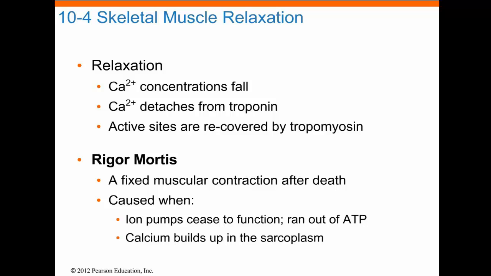Now, this normally occurs when the body is well and moving. But when a person dies, they get a fixed muscle contraction. You've seen on the telly when people become quite stiff and they talk about rigor mortis. Well, that occurs because there is a ceasing of the ion pumps, and there is a running out of ATP because the body is no longer making it. And the calcium builds up in the sarcoplasm. This rigor mortis breaks down after a few hours.